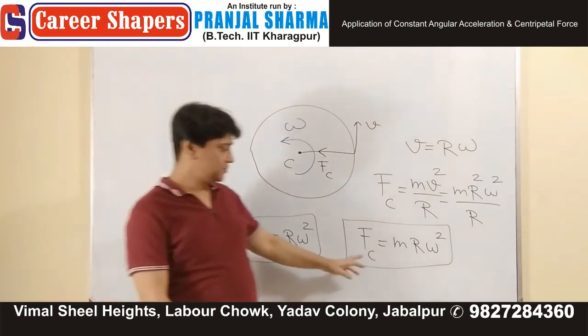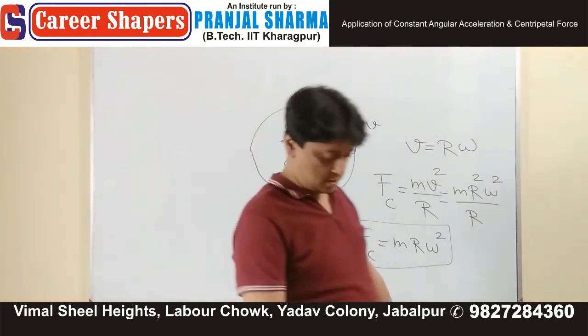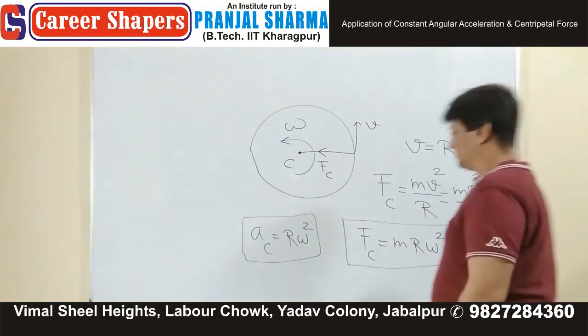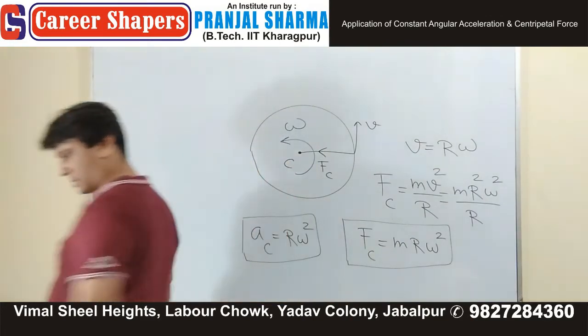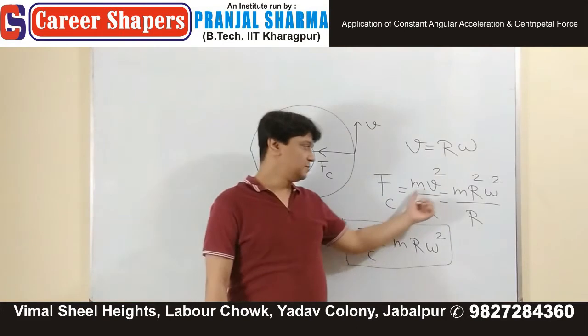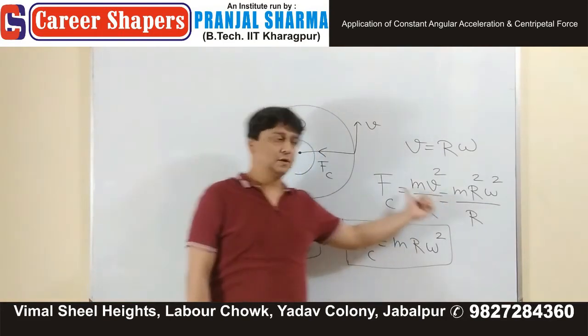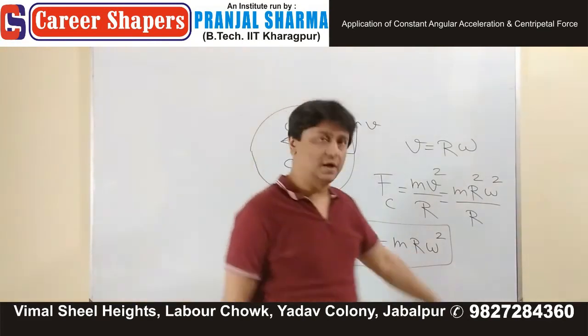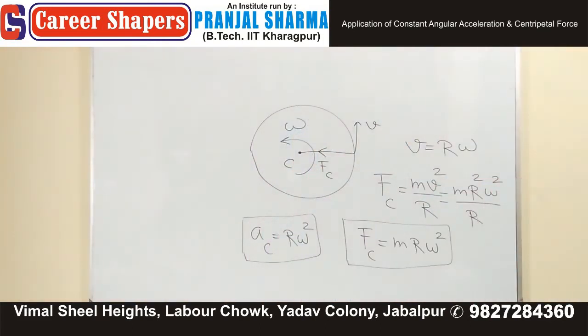When FC is written in terms of omega, what will be the direction of FC then? Write down in the comment box. If FC is written in terms of omega, then what will be the direction of FC? When it is written in terms of V, direction is towards the center. When it is written in terms of omega, then what will be the direction of FC, centripetal force?